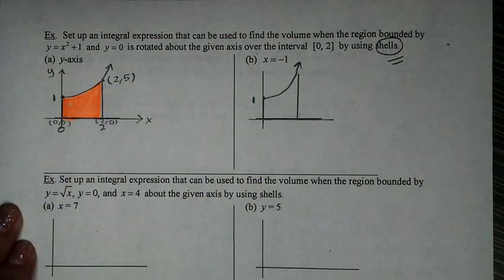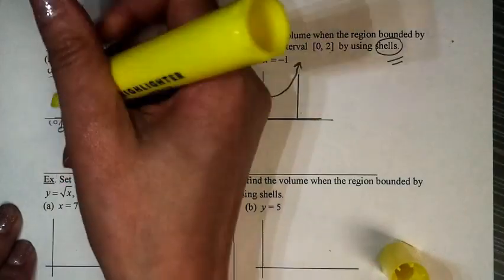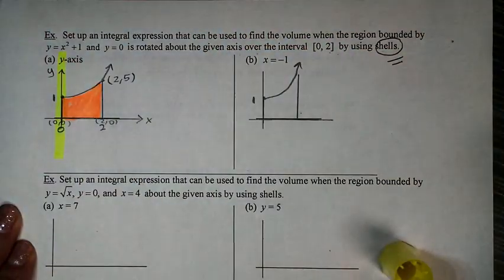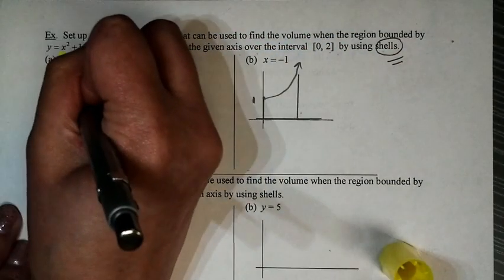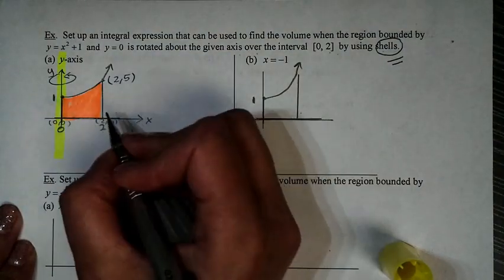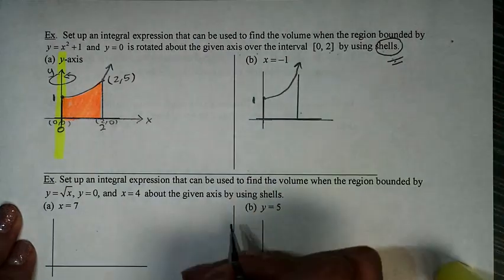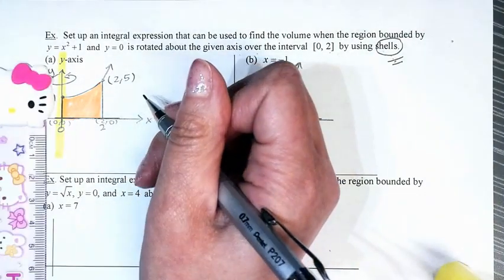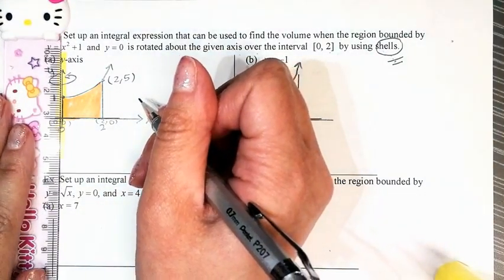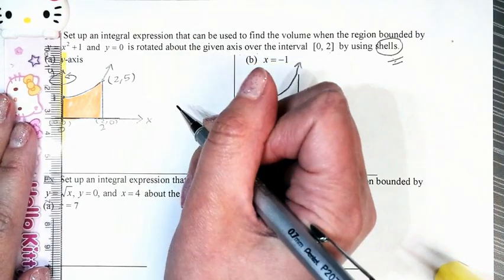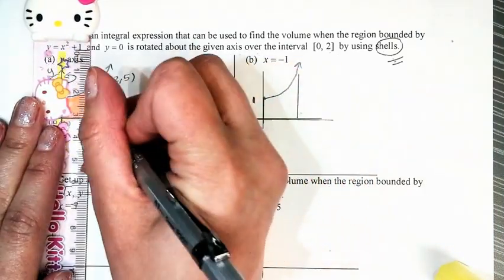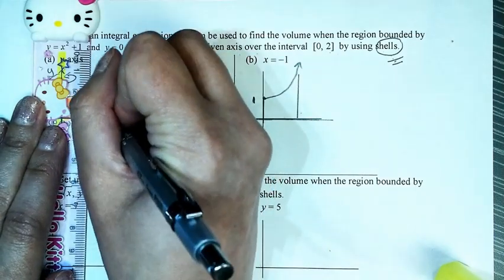And what's the axis of rotation? The axis of rotation here is your y-axis, so let's draw it there. That's your axis of rotation. So rotate that one. Now that you know that that's your axis of rotation and we want to work with shells, what are you going to do? You need to make sure that you create a rectangle that is parallel to the axis of revolution. Parallel to the axis of revolution means that you have a vertical rectangle.